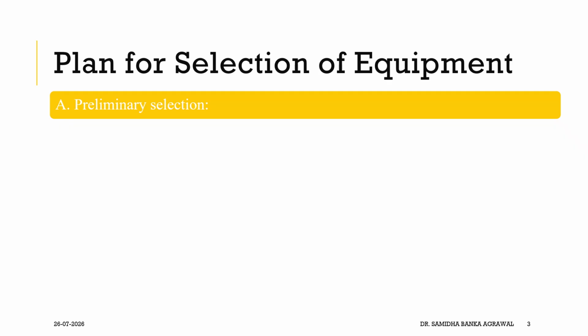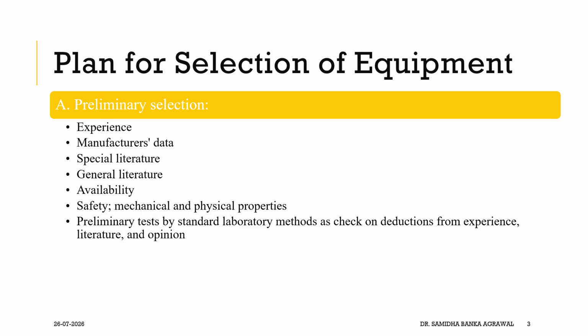Equipment selection is not a random process. Chemical engineers follow a structured approach to ensure that selected equipments perform efficiently through their expected life. The first stage is preliminary selection, where information is collected from previous industrial experience, equipment manufacturers' data, technical literature, and standard engineering references. Other methods to obtain available data are preliminary tests that you can do in your laboratory also.